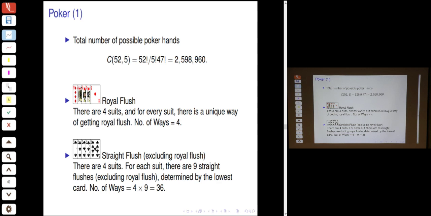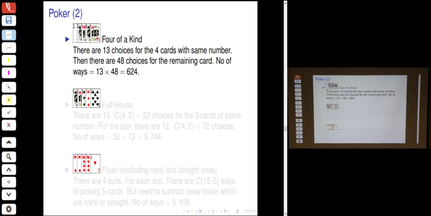Okay. It should be 10, but if I choose 10, I'm here. So this second case excludes the first case. You don't want to have overlaps. So this excludes the royal flush. Right? So therefore, you only have 9 choices. So it's 4 times 9, 36. Okay, so then we count a few more, and then the remaining ones will be left as homework.